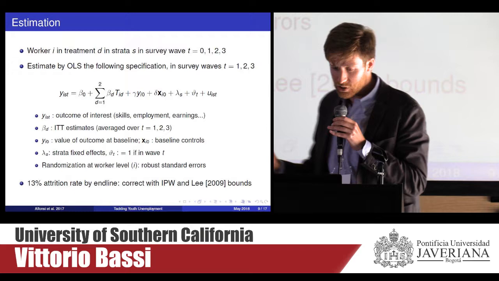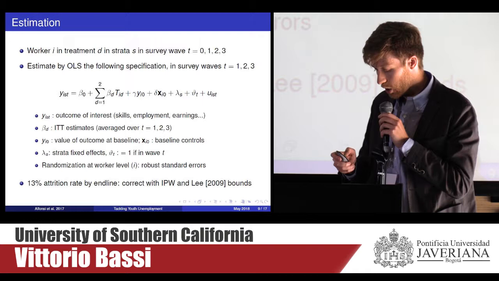So the reduced form estimation is going to be very plain vanilla here. I'm just going to show you an ITT estimate of the impacts of these treatments by pooling.